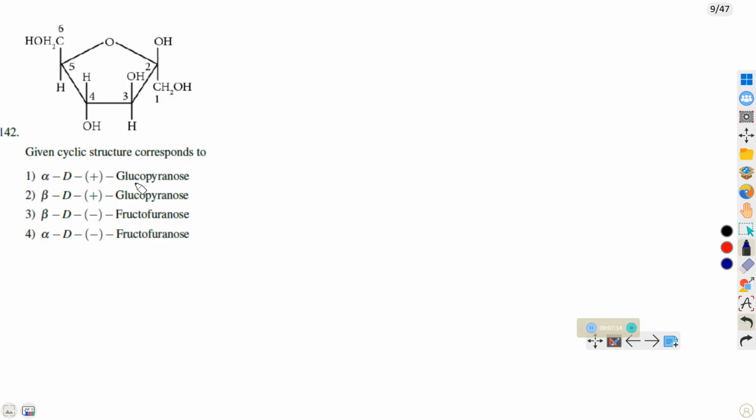The given cyclic structure corresponds to beta-D-fructofuranose. Check NCERT.